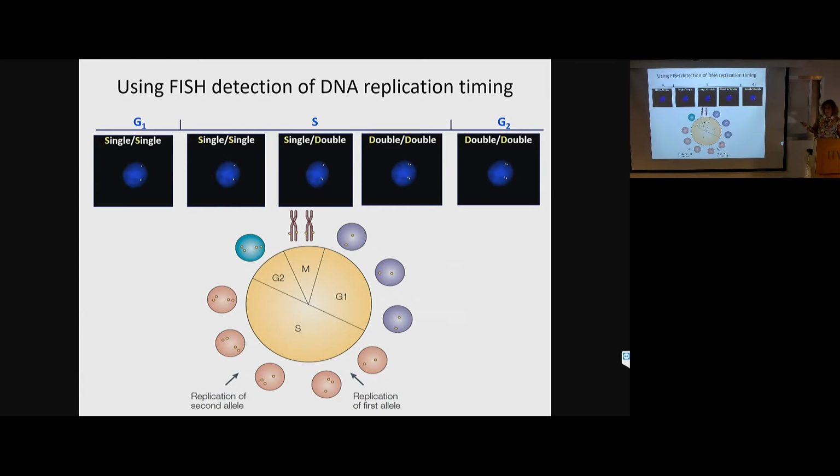The way we do it is we just label if we want to look only at S-phase cells. So we label this way with BrdU, so we know the replicating cells.